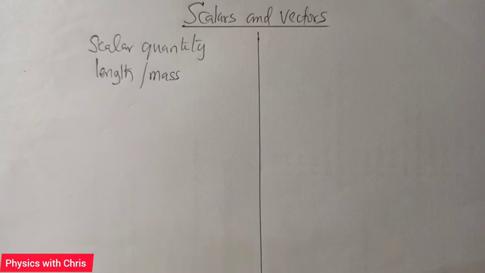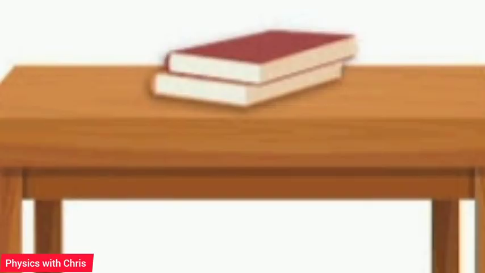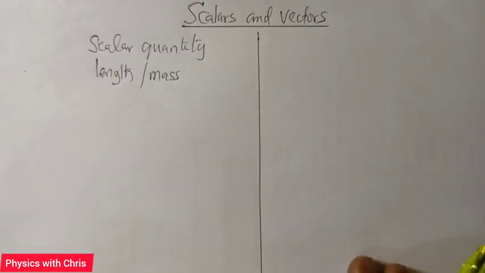You have a textbook in front of you. That textbook occupies some space. The space occupied by an object is its volume. So volume is another measurable entity, so it's a physical quantity. Now these quantities we study in physics can be divided into two: scalars and vectors.